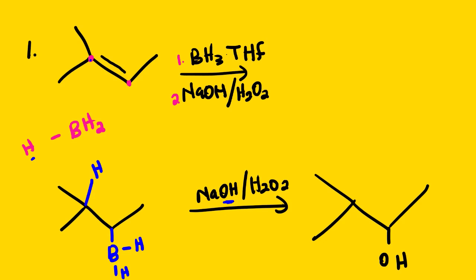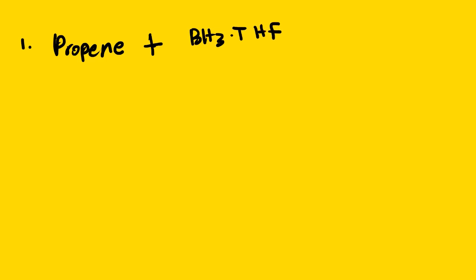We don't form any carbocations, so we cannot talk about rearrangements. So as usual, we have the activity for today. The question is, predict the major product of the following reactions. We have propene reacting with BH3 THF. That is the first reaction. The second reaction, we have H2O2 and OH minus.